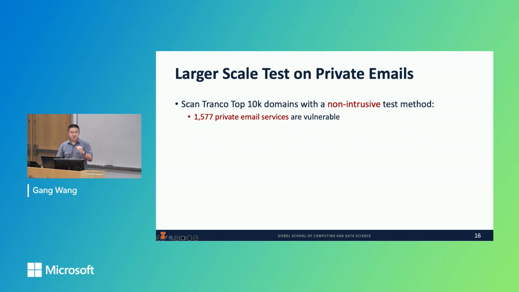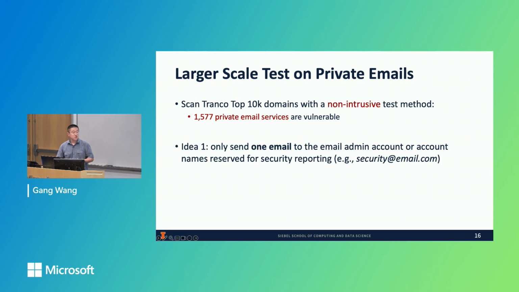As I said, just being able to verify the output passively is not enough, right? We need to do more. One thing is that we don't want to send any testing messages to normal user accounts. So we decided to send one email to the email administrator accounts, or account names that are reserved, defined by RFC, for security reporting, like security@someemaildomain.com or info@someemail.com. Those usernames are usually not open for users to register. They're reserved for security reporting purposes.